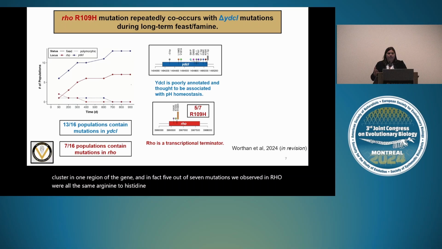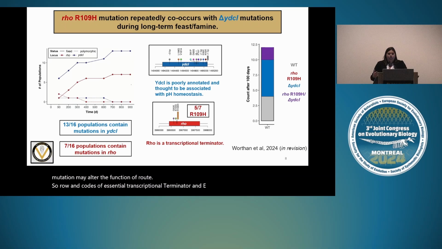And so this suggested to us that this mutation may alter the function of Rho. Rho encodes an essential transcriptional terminator in E. coli. And we were really struck by the co-occurrence of these 2 mutations. We decided to replay evolution, starting from a wild-type genotype, and then looking for the mutant genotypes after 100 days. And still, we were unable to isolate any population that contained only the Rho mutation without a YDCI mutation present.